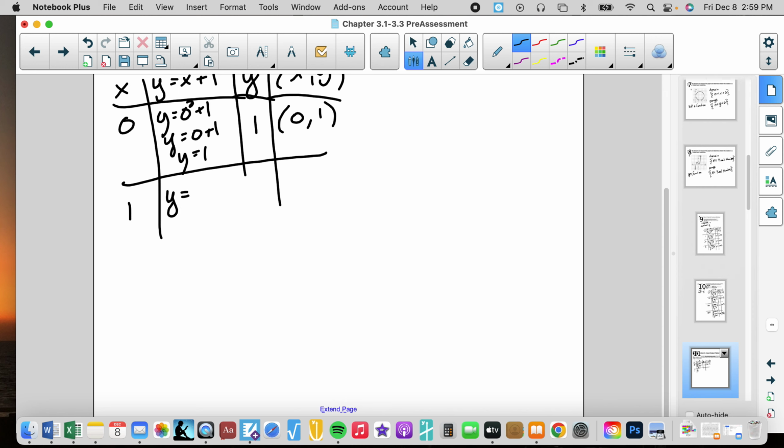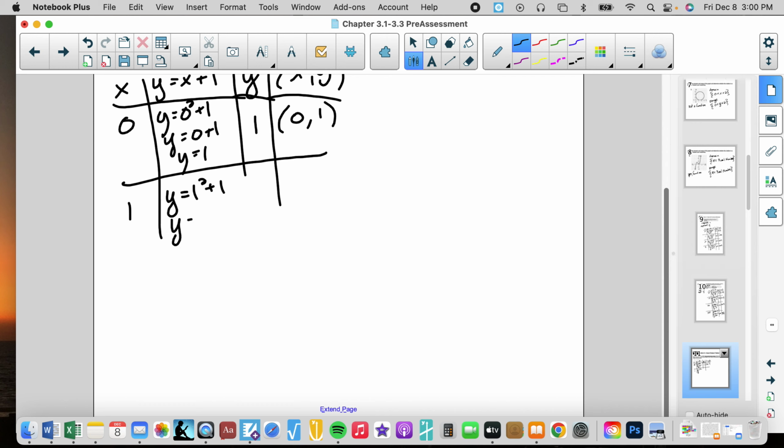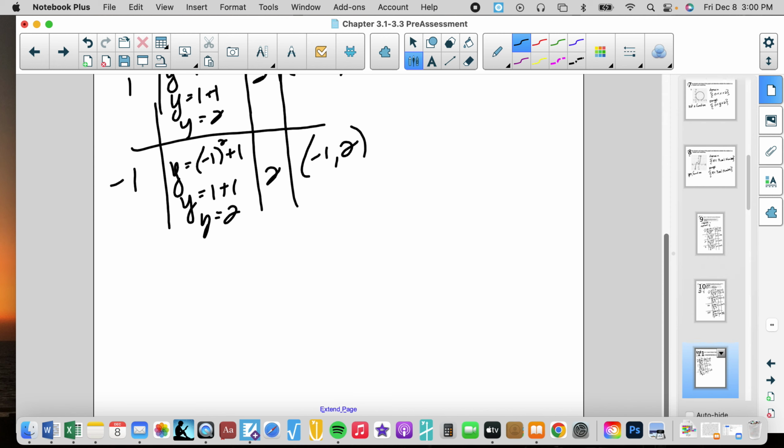Let's do 1. Y equals 1 squared plus 1. Just making sure I did the equation right. 1 squared is 1 plus 1 is 2. So my next ordered pair is 1, 2. I'm going to do -1. When I do -1, we have to be very careful. You have to put it in parentheses because we are squaring the value that we're inputting. We have to take this completely. That negative is attached to my input. So (-1) squared is 1 plus 1 is 2. So we again get 2. So -1, 2. That's 3 values.